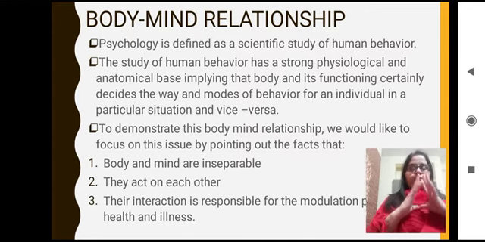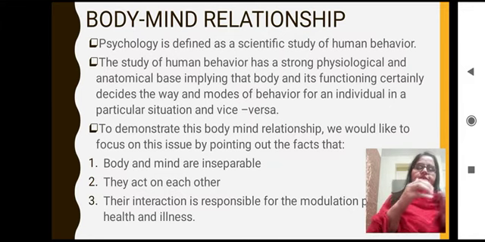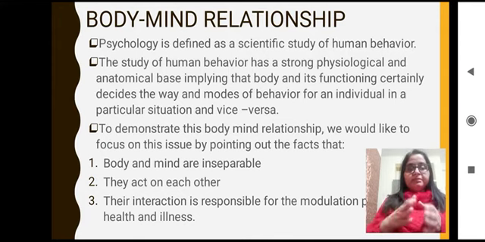So in whatever way they interact, if body and mind are both going in a balanced way, then we are going to become a healthy person. On the other hand, if something happens in our body or mind, then it is going to affect the other. Basically, if something is happening in our body, it is going to affect our mind, then definitely we are going to become ill. That means we are leading the life of an unhealthy person. So their interaction is responsible for the modulation process.